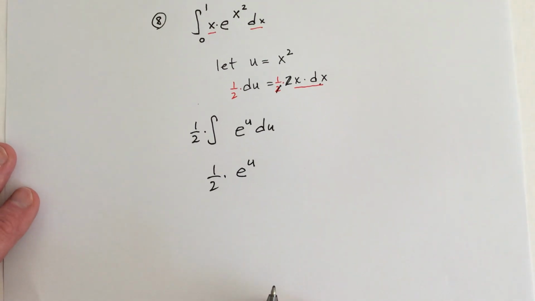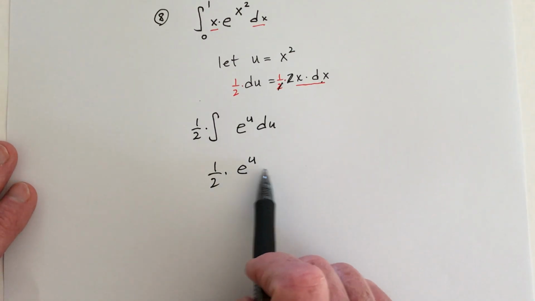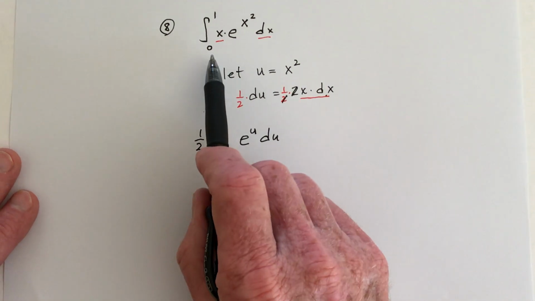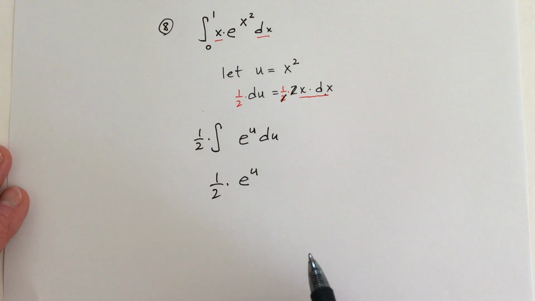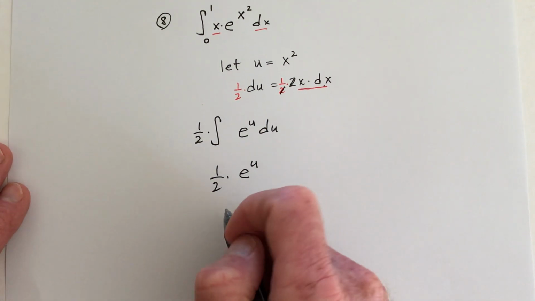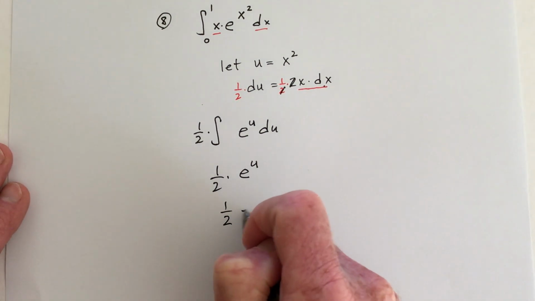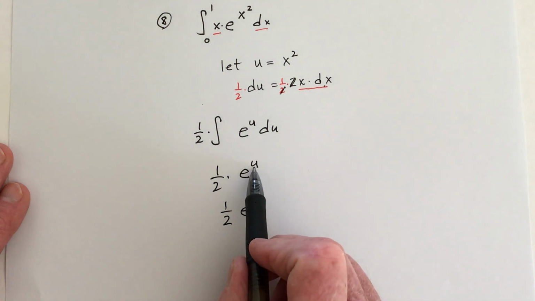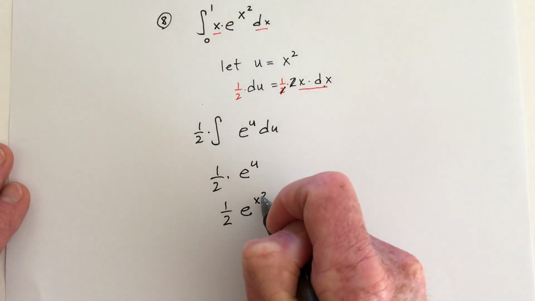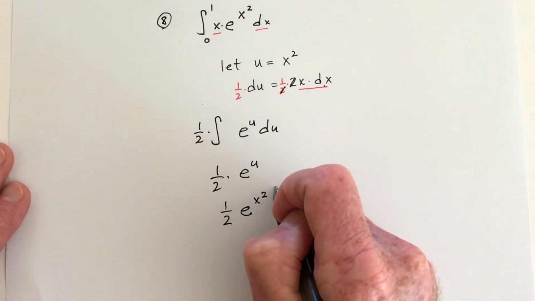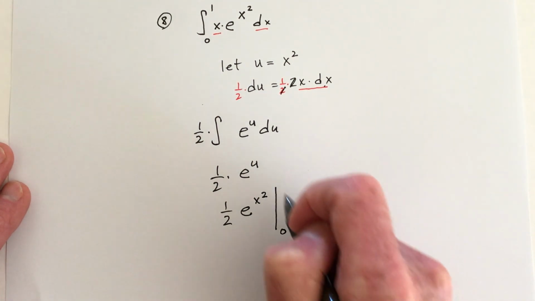And now that we're done with the antiderivative, also I do not put a plus c because we're going to have numbers to plug in. So the answer is going to be a number. It's not going to be a plus c. So I just need to, for 1, change it back to x's. So the u gets replaced with x squared. And now that we have x's back, then say evaluate this from 0 to 1.